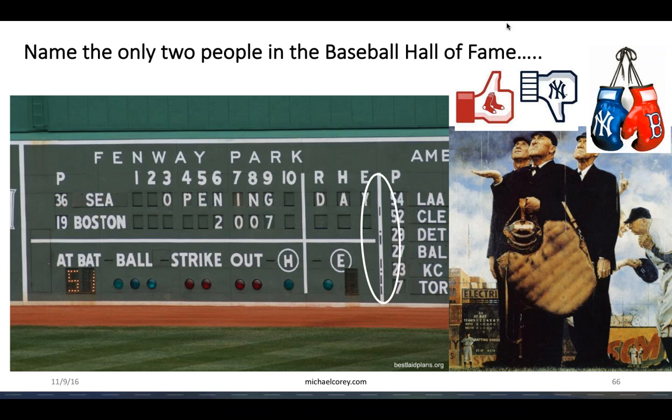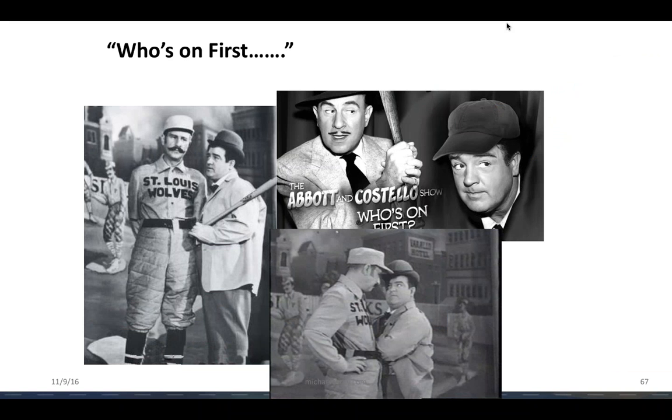The answer is, Who's on First? Abbott and Costello, for the famous Who's on First routine. There's a whole section of the Baseball Hall of Fame dedicated to them. It's a wonderful trip if you've never gotten to upstate New York to see it.